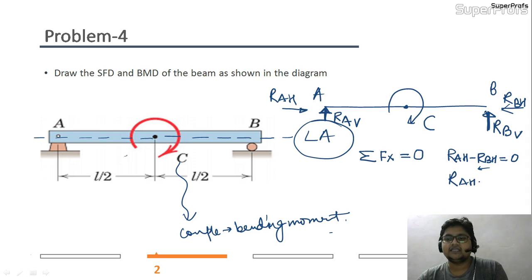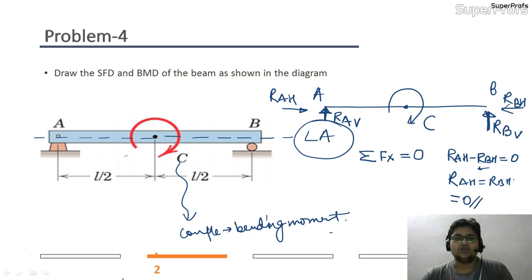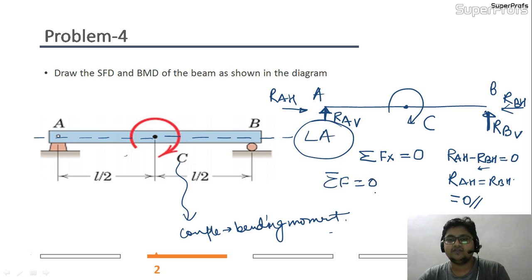Now RAH is equal to RBH, and as there is no external force and also no component of the force in the horizontal direction, I can straight away conclude that it is 0. Now how am I going to find the reaction? As I cannot apply the summation of force equal to 0 equation here, because there is no external load, I will not be getting any value. But I can write the equation in the variable form only, that RAV plus RBV will be equal to 0.